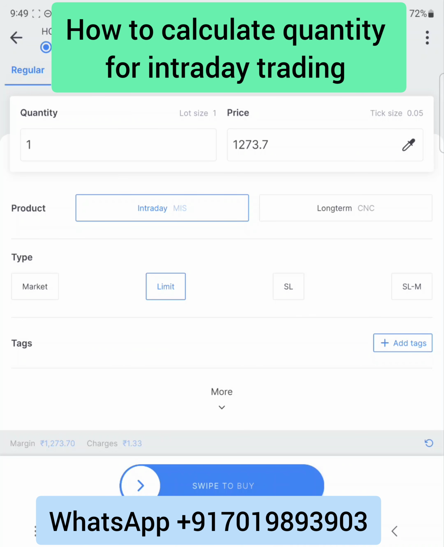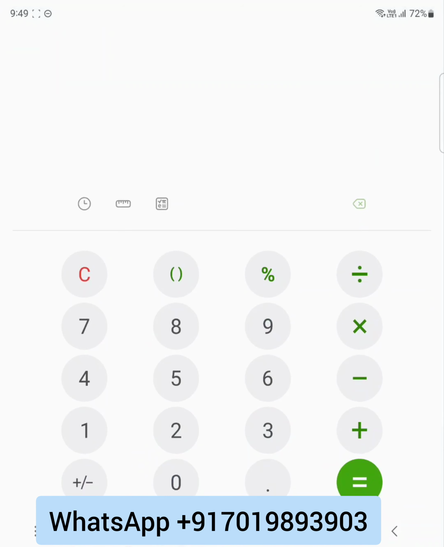So guys, I'm going to tell you how to calculate the quantities you get for intraday trading. You know that for intraday trading, you get 5 times margin for equity stocks. Depending on the broker and the stock, you get up to 4x or 5x of the margin. So what is margin? Whatever capital you have, it becomes 5 times.